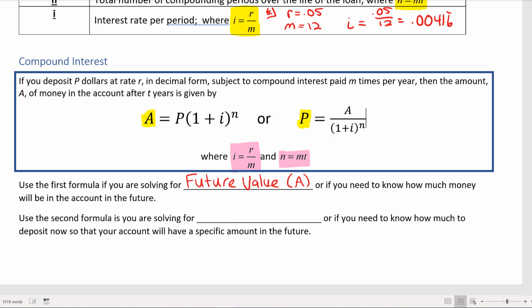Or when you need to know how much money you're going to have in the future. So let's say I deposit P amount of dollars. How much is it going to be in 5 years? That's what I want to know. Okay, so that's this one right here. All right, but the second formula is when you are solving for present value.